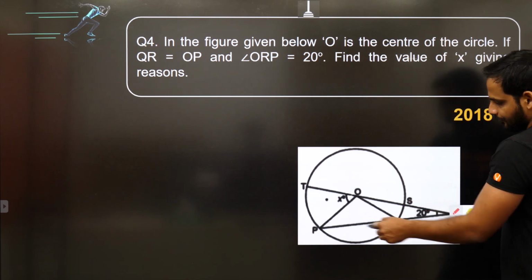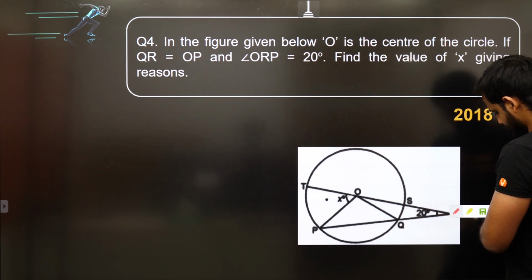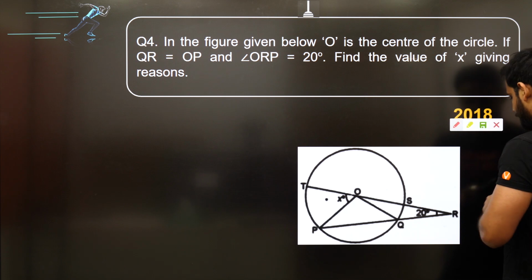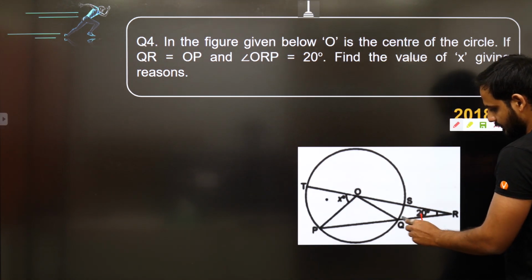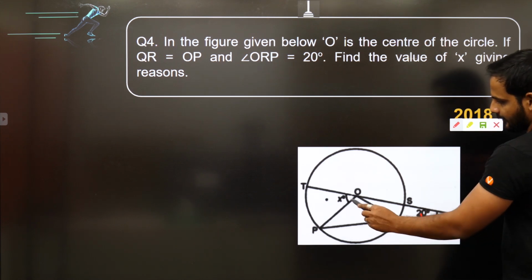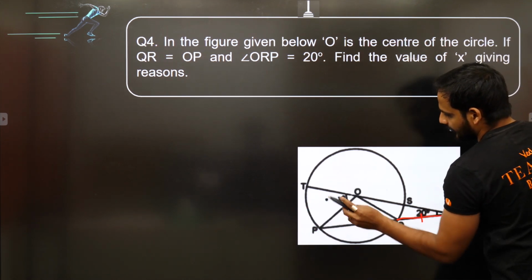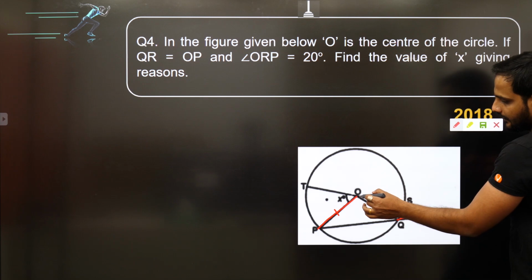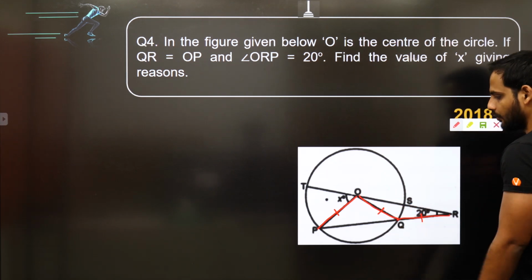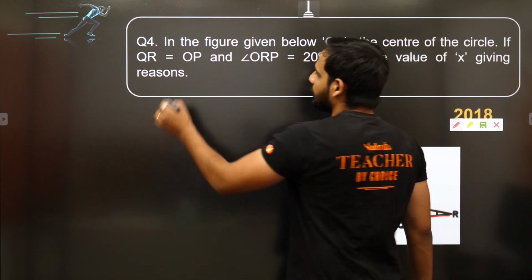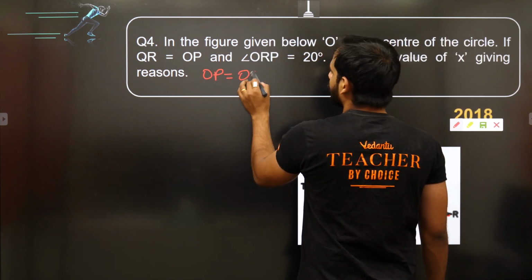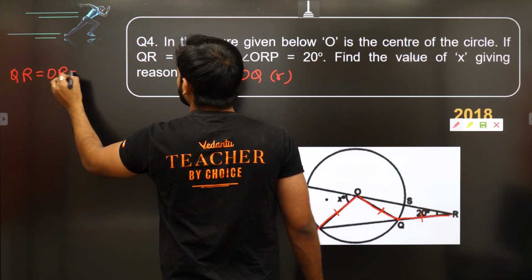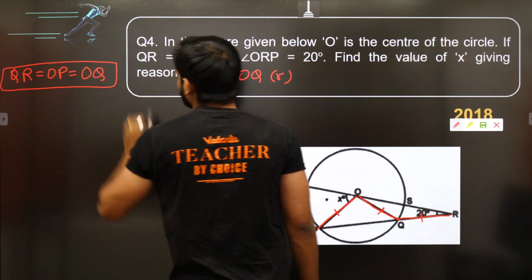Now, understand what they have told. QR is equal to OP. So, beta, where is QR? This QR is equal to OP. And I can say OP is equal to OQ because both are radii. So QR is equal to OP, and I know OP is equal to OQ because they are radii. So I can say QR is equal to OP is equal to OQ. All three are equal to each other.